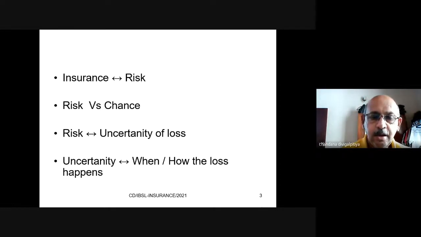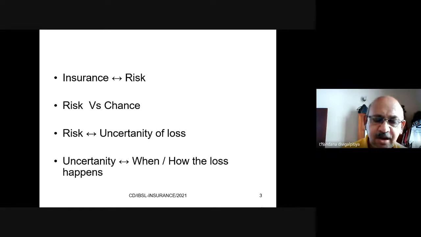Right. The next thing is risk. Very commonly, we talk with a term called chance. Generally, these two words are being used very loosely in different contexts. Risk versus chance. These are two different things.